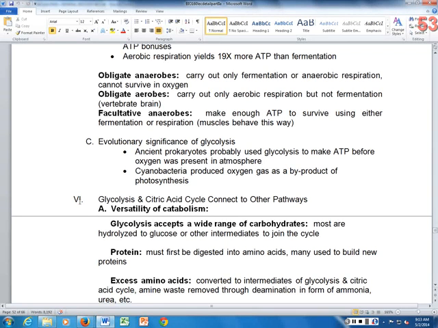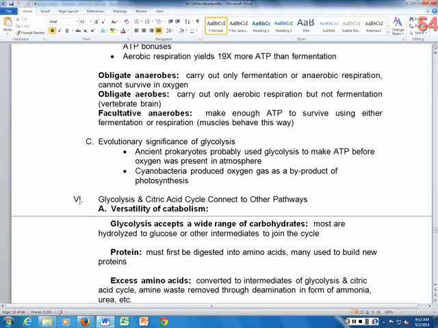Facultative anaerobes, these can make enough ATP to survive using either fermentation or respiration. They will prefer to use aerobic respiration because it's more efficient, but if they have to, they will do anaerobic metabolism. And your muscles are this way. They would prefer to do aerobic metabolism, but they'll do anaerobic if they have to.